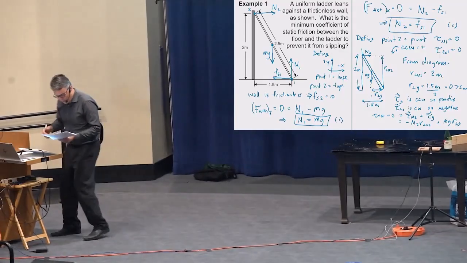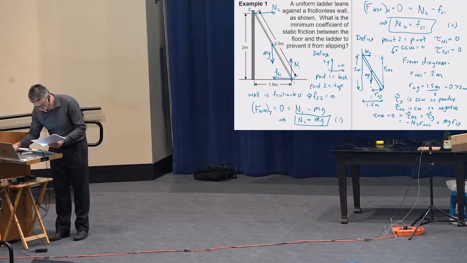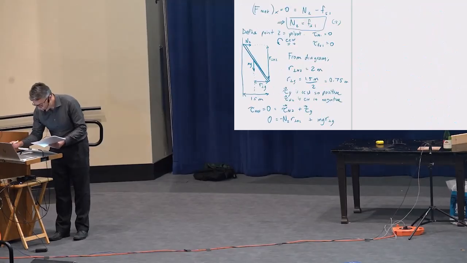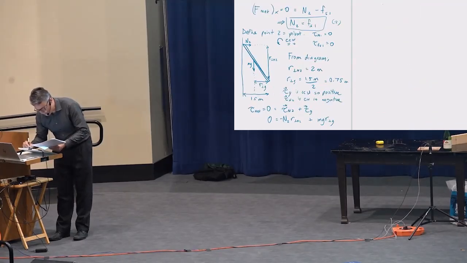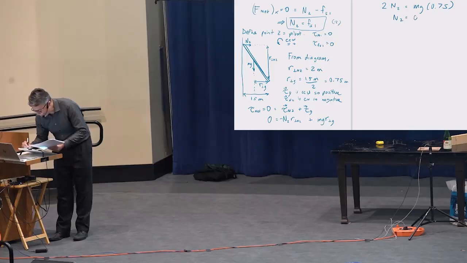So that's going to give you another equation. Shift this over. You can solve that out. We know the numbers, so it's 2 N2 is equal to mg times 0.75. So you get N2 here is equal to 0.75 divided by 2 times m times g. So that's sort of like a third equation.